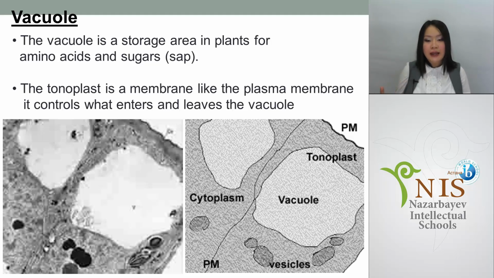Okay, and what is the function of the vacuole? The vacuole could store water, some other organic materials, and there also could be pigments which will give, for example, in beet, red color. The tonoplast is a membrane like the plasma membrane. It controls what enters and leaves the vacuole. Tonoplast is the membrane of the vacuole, and that's all.